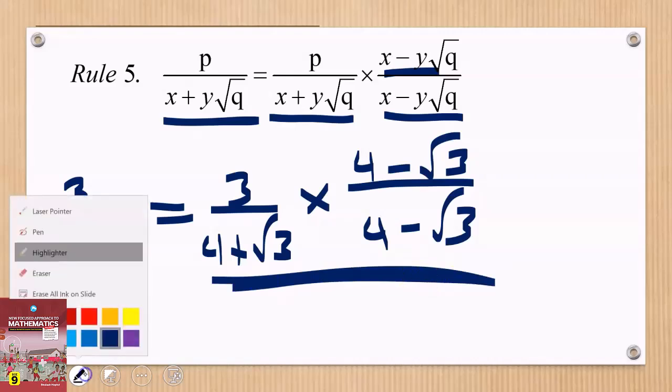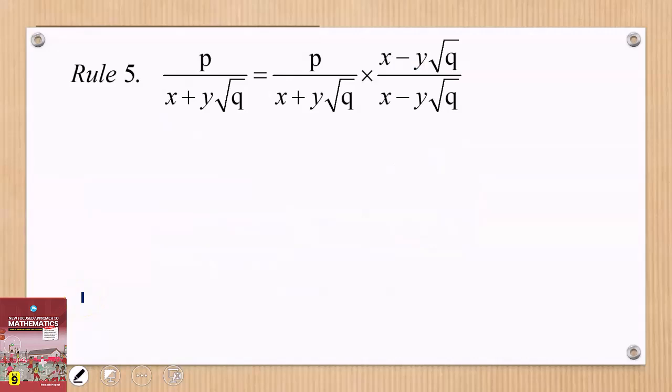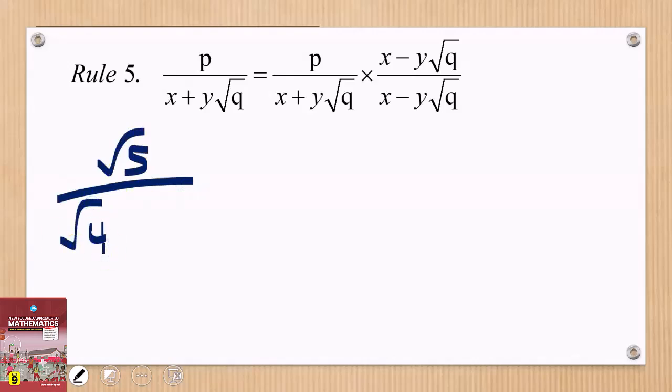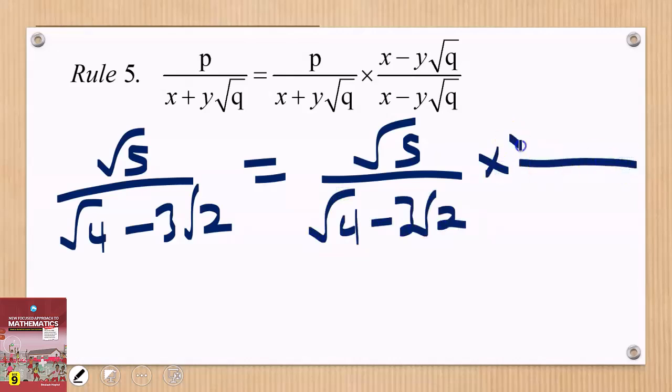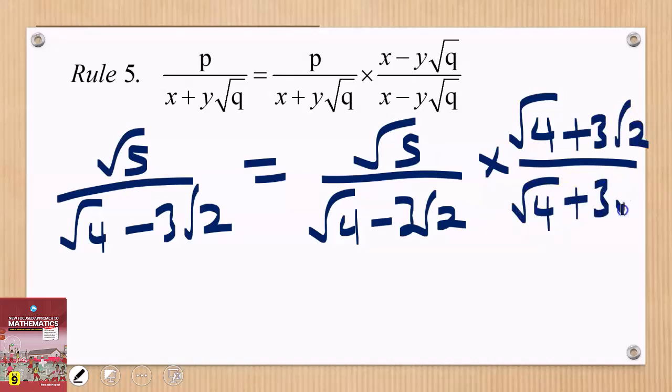Okay, let me give you another example. Say I have maybe root of 5 over 4 minus 3 root 2. Okay, this I can write as root 5 over the same 4 minus 3 root 2. Then I'll multiply both the numerator and denominator by the conjugate 4 plus 3 root 2 over the same 4 plus 3 root 2. Then I simplify. When I simplify, that becomes the result. We'll solve more questions like this in our next video so that you know how to simplify.